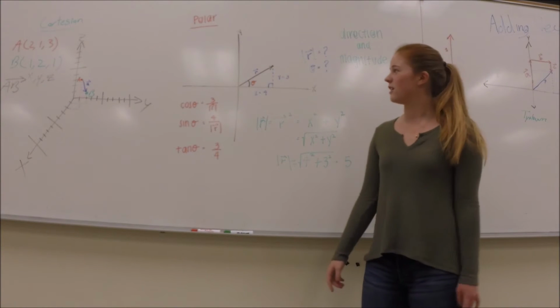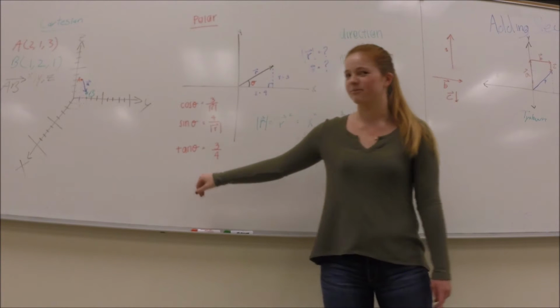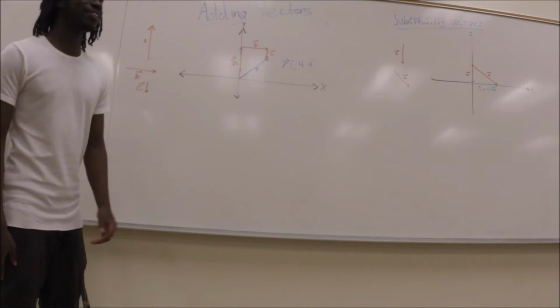So then to find the angle of vector r, you can use regular trigonometry, cosine theta, sine theta, and tan theta.